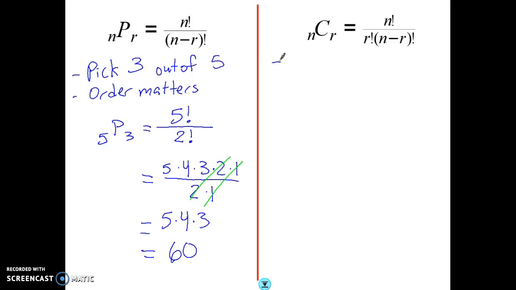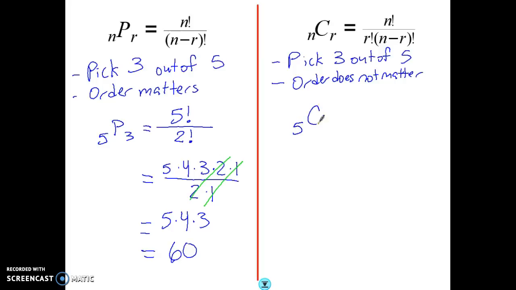If we look at this similar scenario for nCr, let's again pick 3 things out of 5. But this time, let's say order does not matter. So I'm picking 3 things, but I'm just grouping them all together. It doesn't matter which one's first, second, or third. There's no different positions. In this case, we would write it as 5C3. And the formula tells us that this would be 5 factorial over, well, r in this case is 3, so that's 3 factorial. And then n minus r factorial is again 5 minus 3, or 2 factorial.